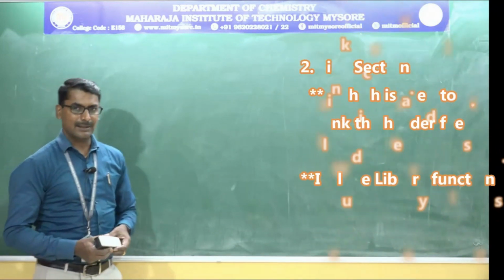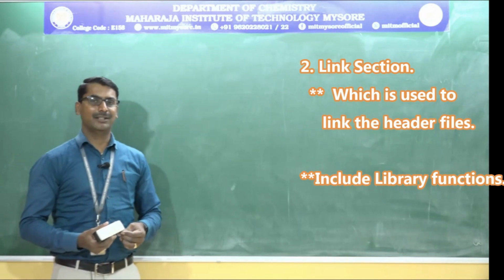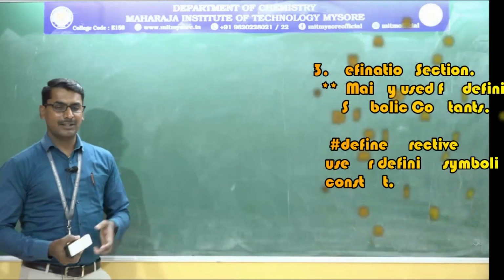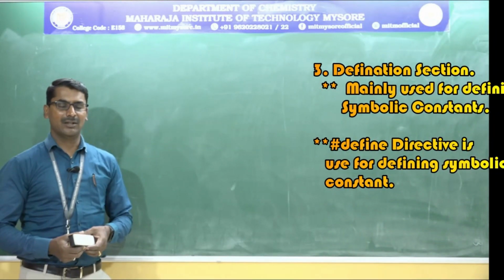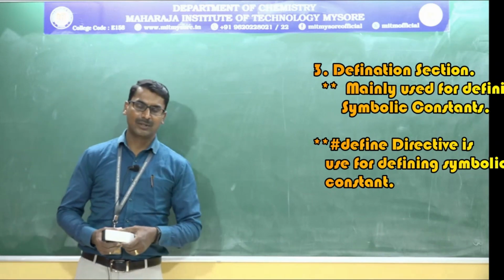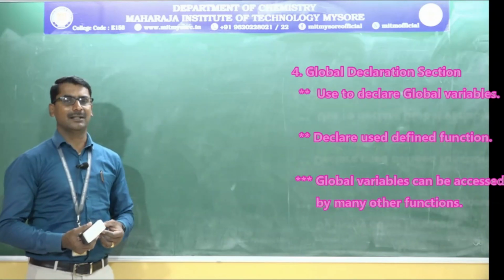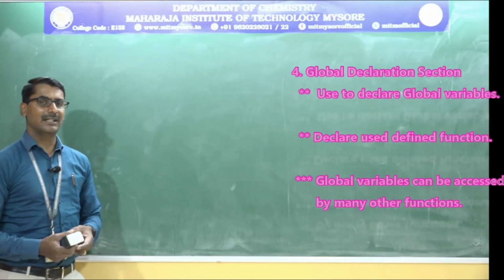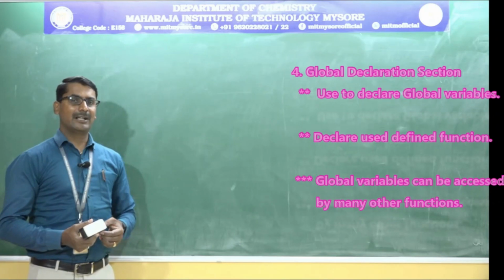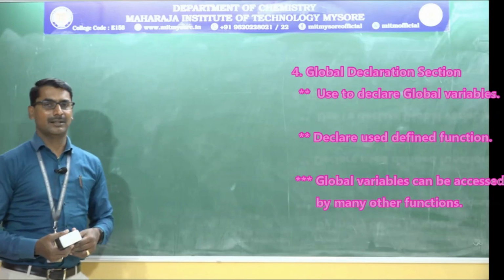The next section is the link section. In the link section, we include the library functions, or we include header files. The definition section is where we define symbolic constants, using a directive called define. The next section is the global declaration section. In it, we declare functions and variables. The variables declared in the global declaration section can be accessed by other functions.